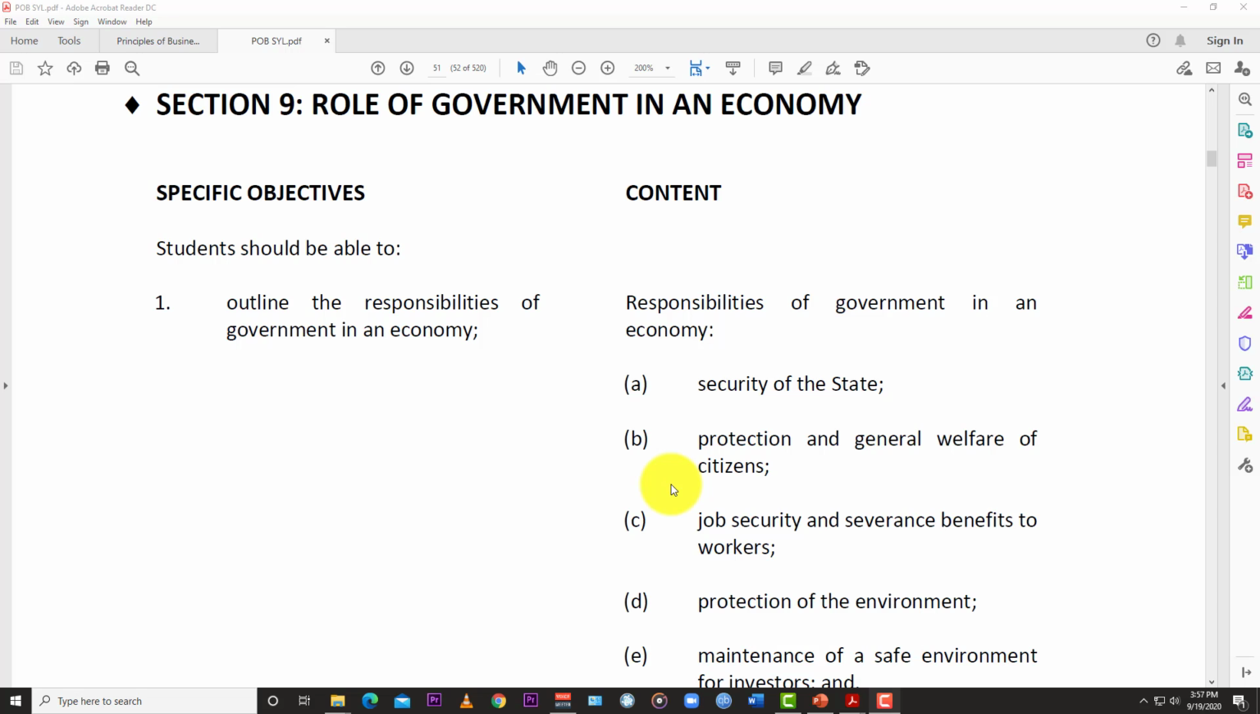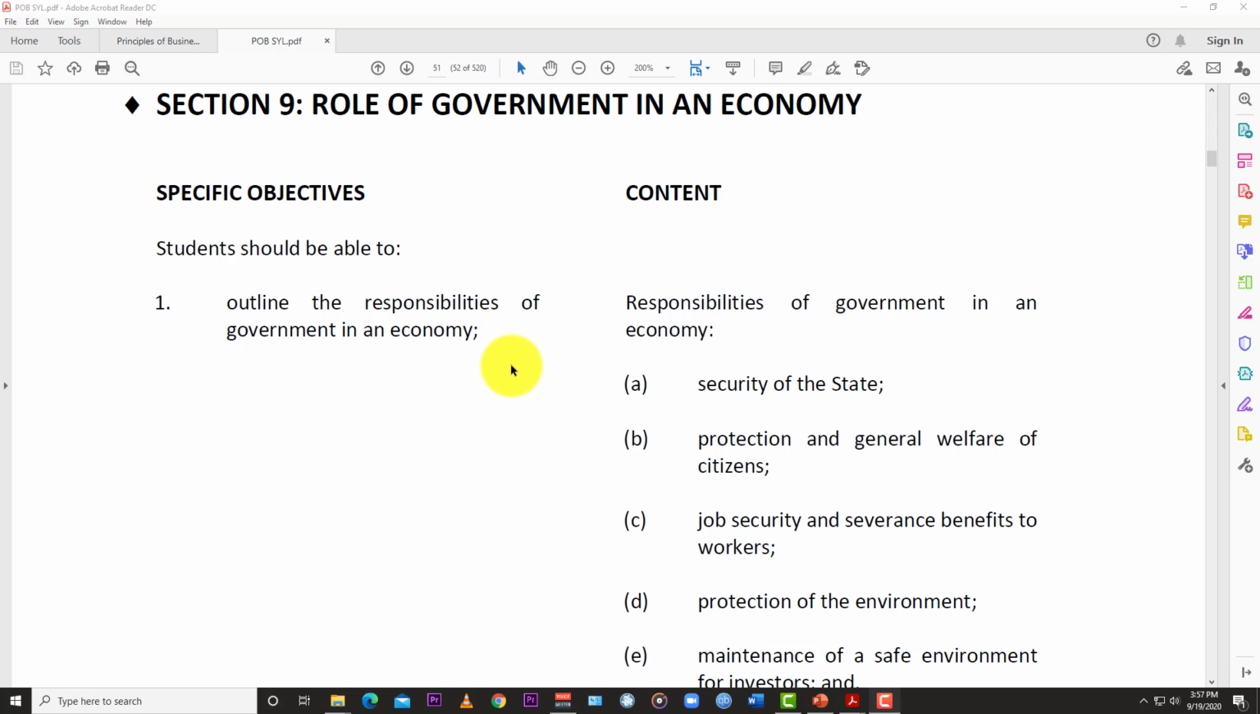Welcome back to Learn SKN, and today we are back with a lecture video, this time for Principles of Business in Section 9 of the syllabus. So Section 9 of the Principles of Business syllabus: role of the government in an economy.